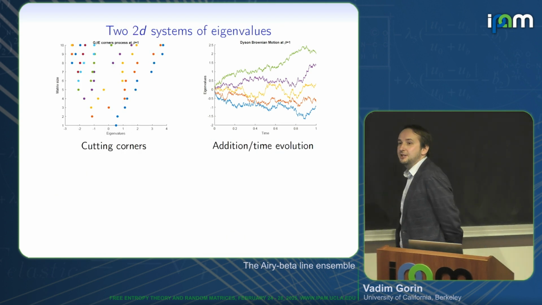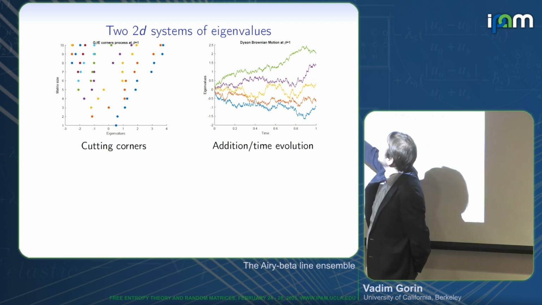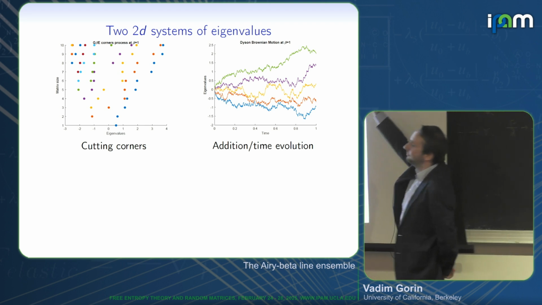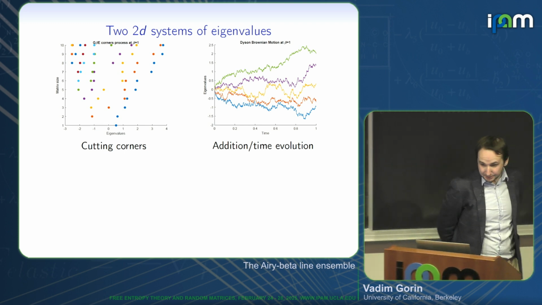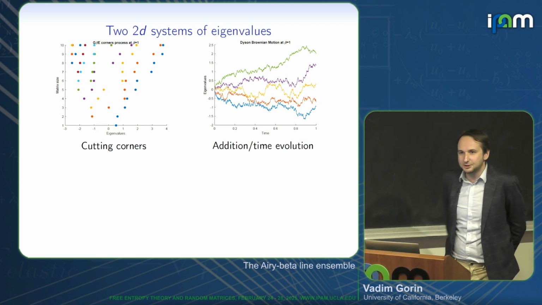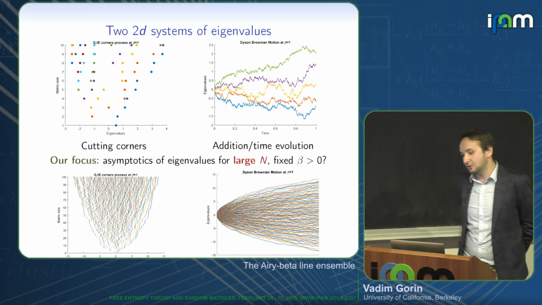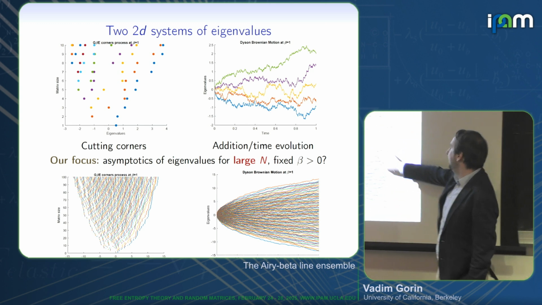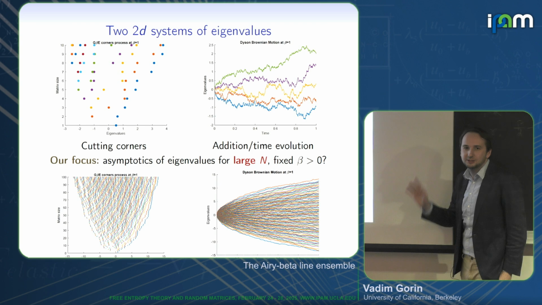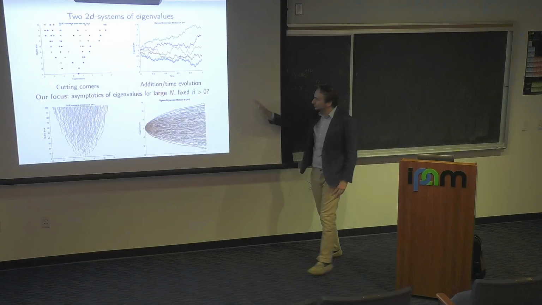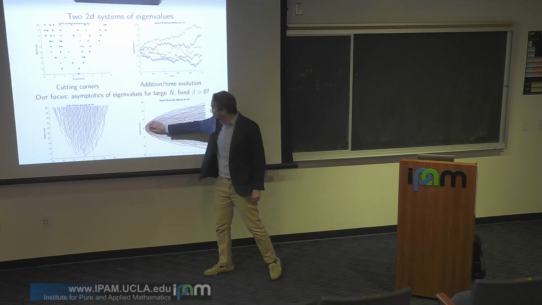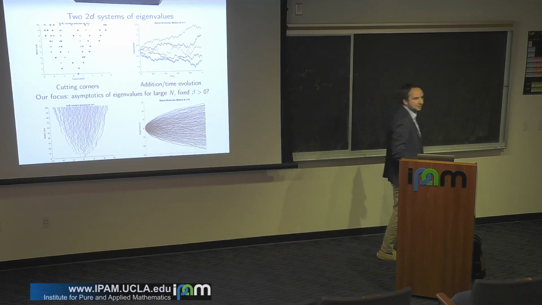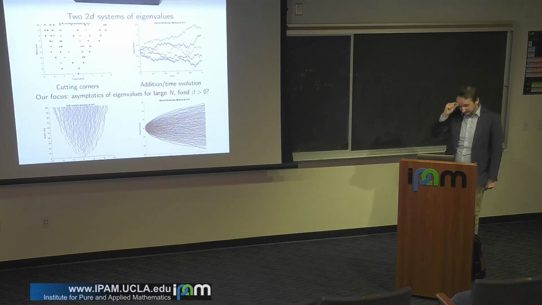So we have two two-dimensional objects, right? We have these corners processes, and that's a simulation for a matrix of size 10. And we have Dyson-Brownian motion, that's a simulation for 5 particles. And what do we want to do with these objects in my talk? Generally speaking, we want to understand the asymptotics of these objects when n is very large, so when your matrices are huge, but the parameter beta is fixed. So maybe you take beta equal to 13, and you take n equal to 1,000 or 1 million, and you look at the evolution of these eigenvalues in either of these processes, and you want to understand what's happening with this evolution. So that's our task.